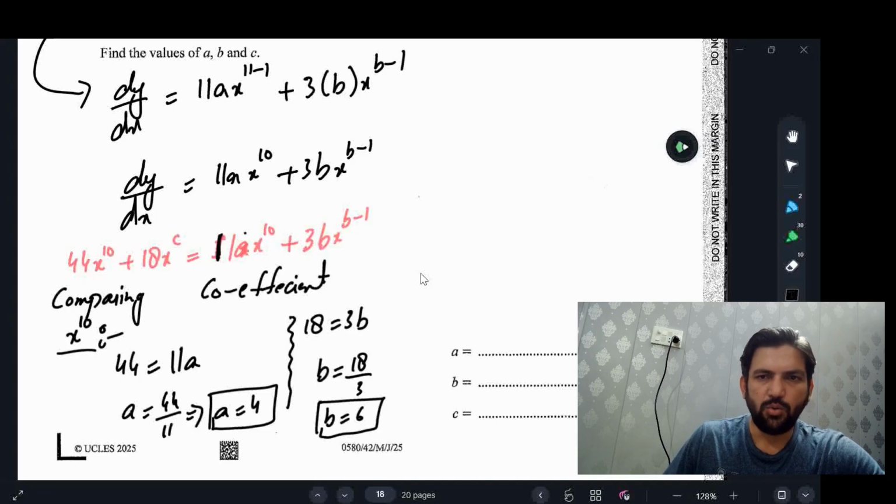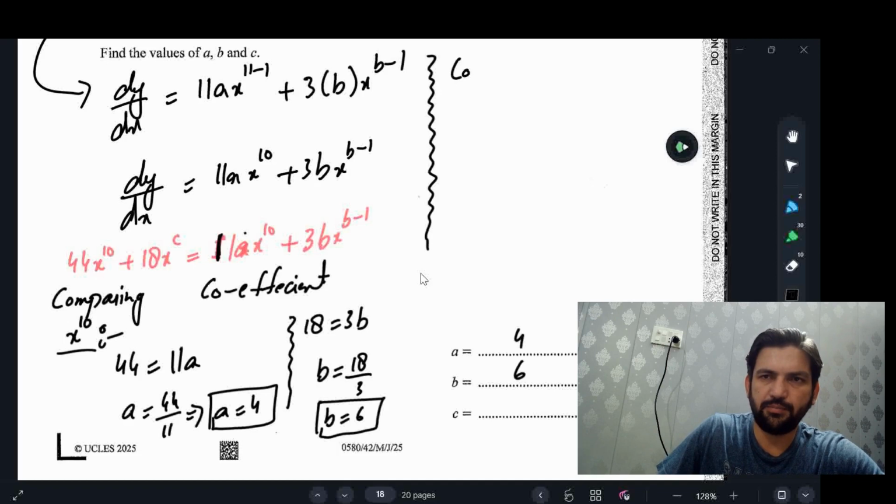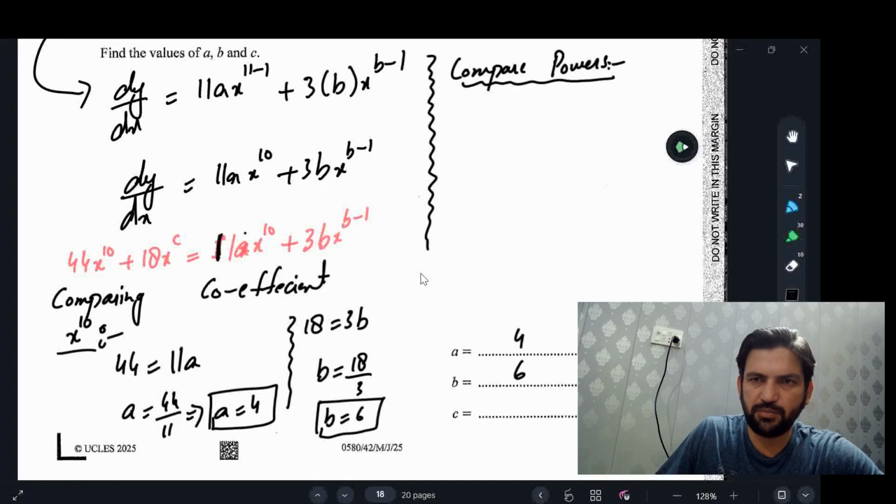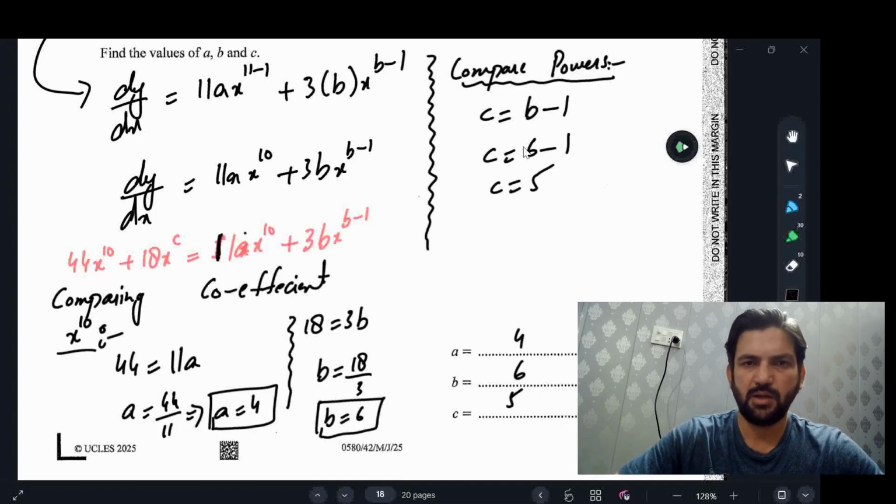Now what about c? How to find the value of c? For c, we have to compare the powers. Comparing the powers means that c should be equal to b minus 1. Now the value of b is 6, so 6 minus 1, c is equal to 5. So this will be the final answer. I hope that the concept is clear.